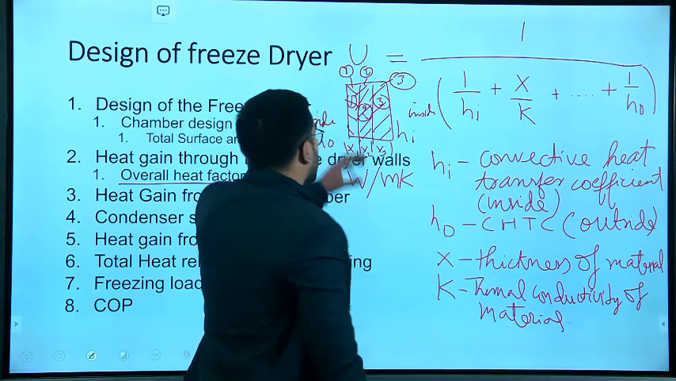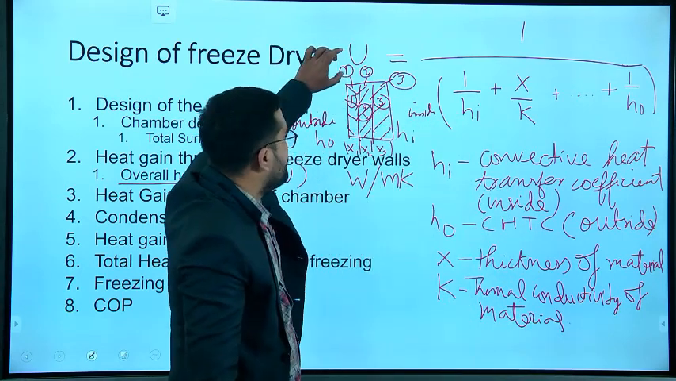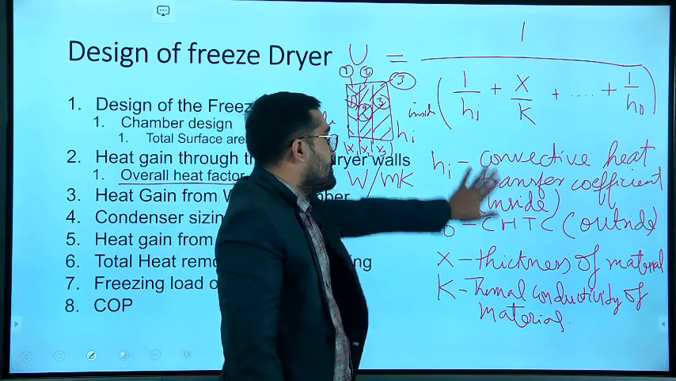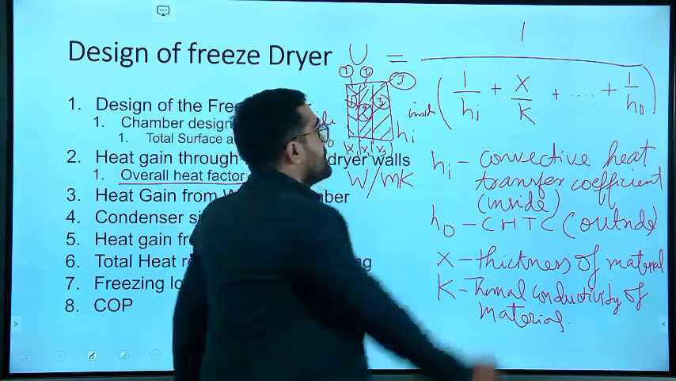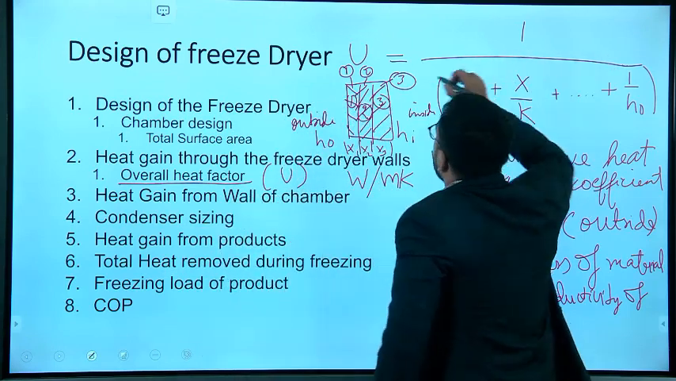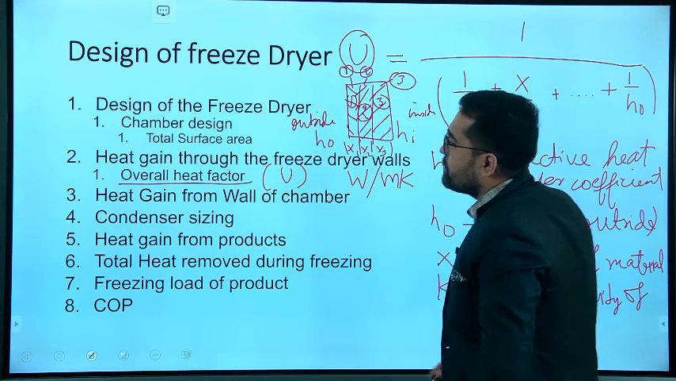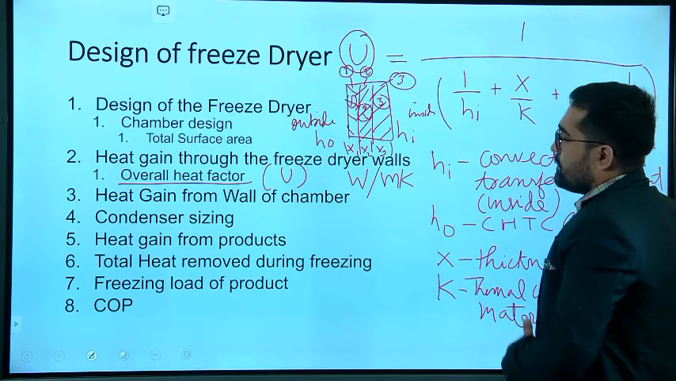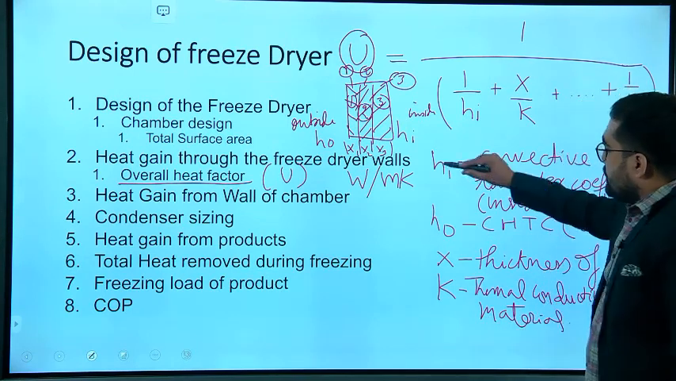The thermal conductivity of each material, what will be K of the first material, second material, third material. By keeping all these things, we will find out the U value, which is the overall heat transfer coefficient or overall heat transfer factor.